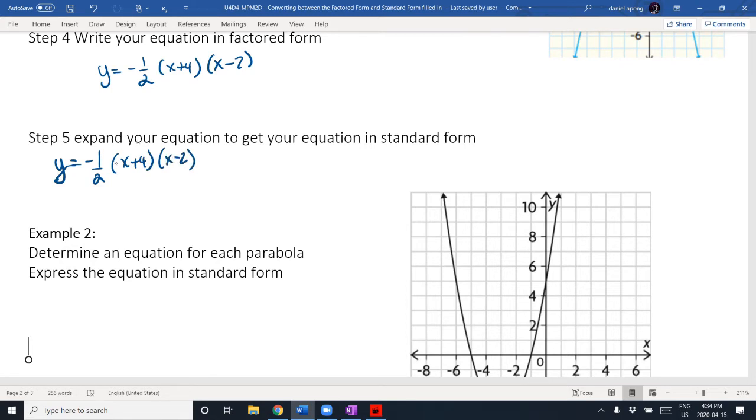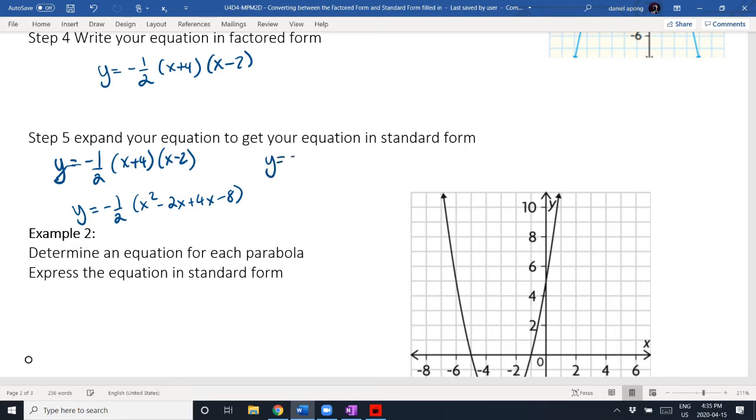So let's FOIL. First we have x times x. So leave the negative 1/2 in front. So you have x times x, which is going to be x squared. And then we have x times negative 2, which is going to be negative 2x. And then 4 times x, which is positive 4x. And then 4 times negative 8... sorry, 4 times negative 2, which is negative 8. And then we can add like terms together, and I'll bring that up here.